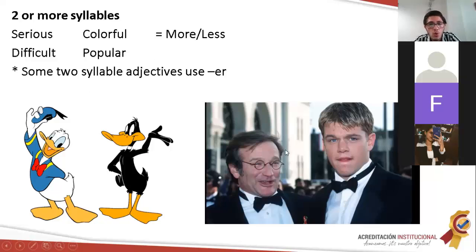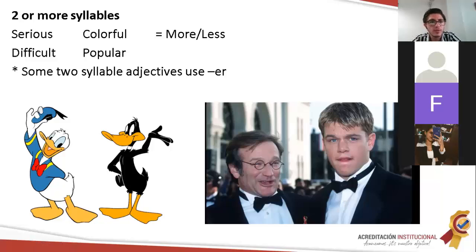Let's look at another example. Major, who is more popular, Matt Damon or Robin Williams? Robin Williams is more popular than Matt Damon. Yes, Robin Williams is more popular than Matt Damon. Or we can say Matt Damon is less popular than Robin Williams, the other way around.